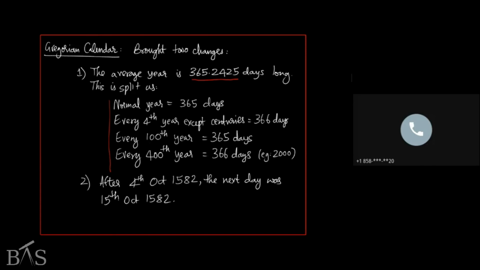The second change is because the Julian calendar had been used for many centuries, it had accumulated this error because of adding these additional leap years that should not have been there. So what they did is after 4th October 1582, they made the next day 15th October 1582. So suddenly they skipped 10 days. And that historically fixed the problems with the Julian calendar.